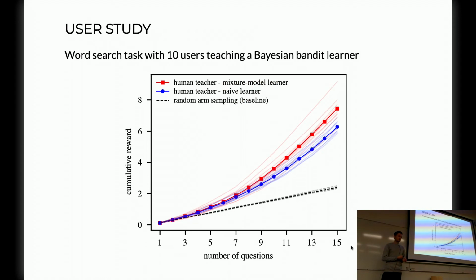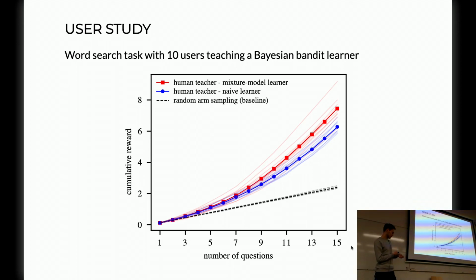So, okay, we also did a very preliminary user study. This was kind of a word search task. We had 10 users teaching a Bayesian bandit learner. So the task was basically that I think there were a set of 20 words, and these were the arms of the bandit. And the user was given one of the words as the target, and then the system asked questions: is this word relevant to your target word? And the system tried to infer what the target word of the user is.